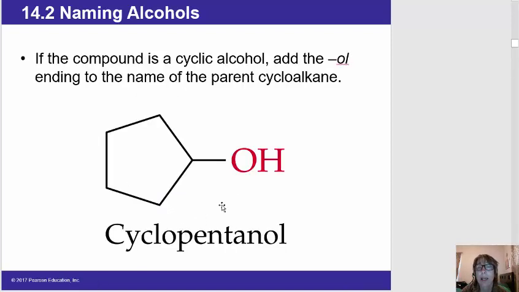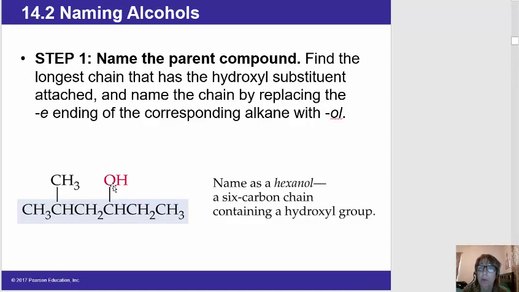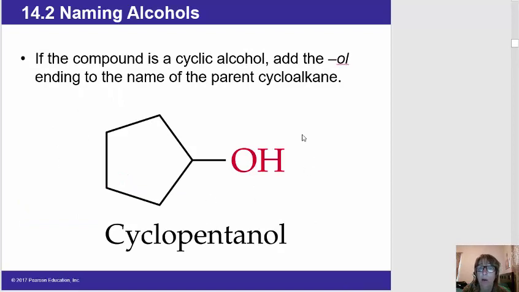When we have a cycloalkane, the carbon that contains the hydroxyl group is always numbered as C1, but that C1 is never included in the name. Whereas in alkanes, we would always number where that hydroxyl group is. But in cycloalkane alcohols, that C1 is always where the hydroxyl group is, so we don't name it. So if we look at this particular alcohol, it would be called cyclopentanol.